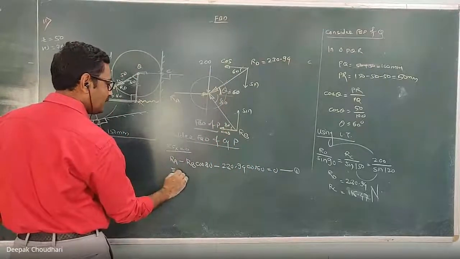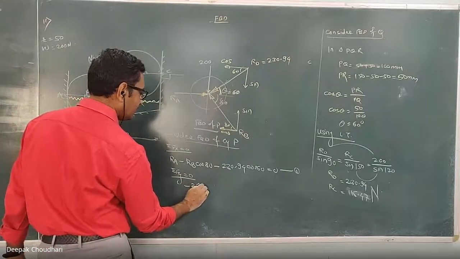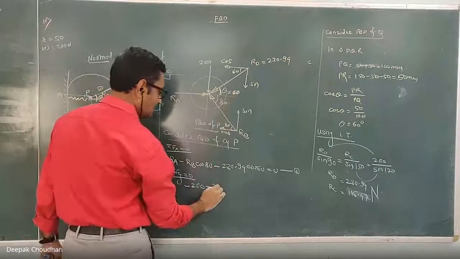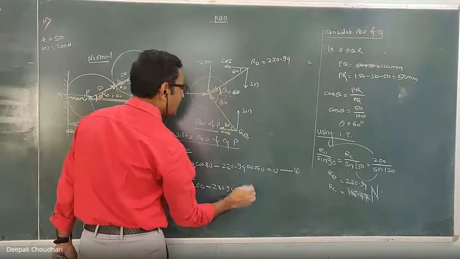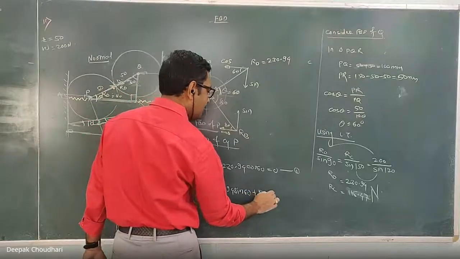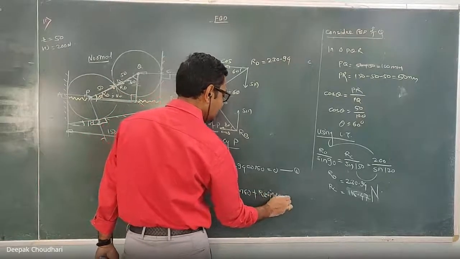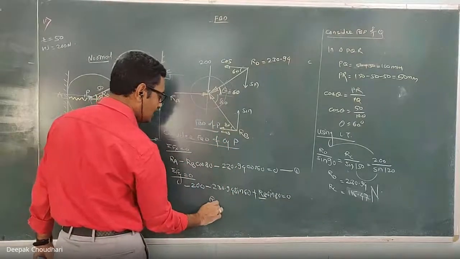Then use summation of Fy equal to 0. Here it is minus 200 minus 230.94 sin 60, and the y component of this RB is upward, so plus RB sin 80 equal to 0. अभी ये इक्वेशन में एक ही अननोन है RB. Use solve function, you will get RB.